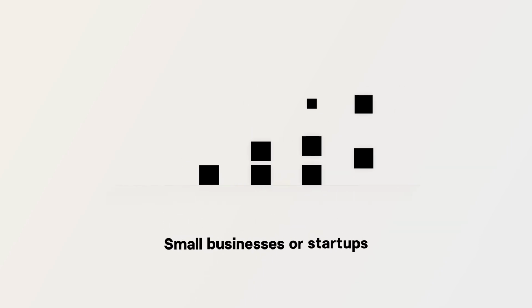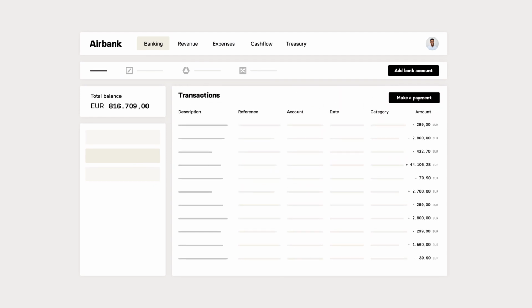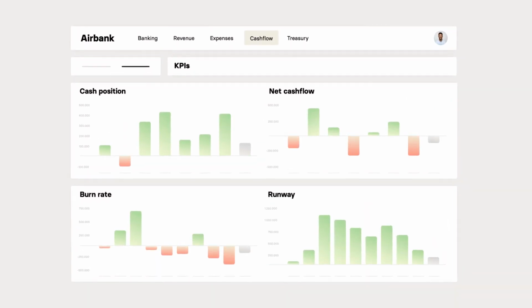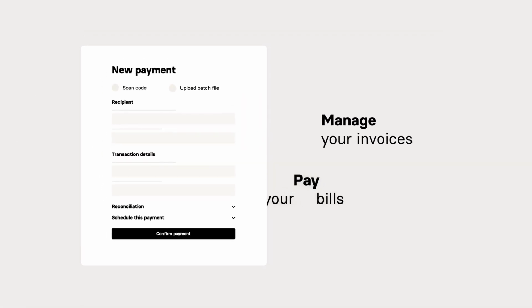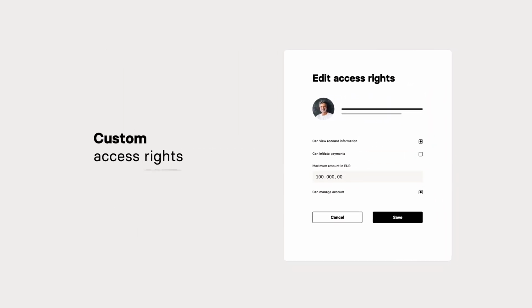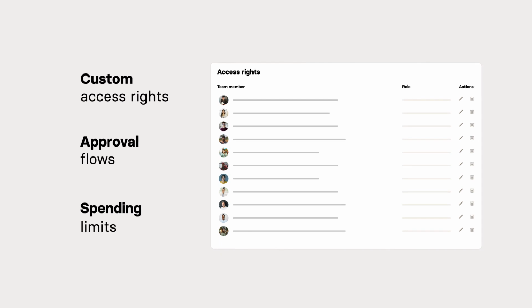Made for small businesses and startups, Airbank helps you keep track of all your transactions in real time without asking you to switch banks. See all your bank accounts in one place and discover powerful insights into your cash flows. Manage your invoices and pay your bills at a fraction of the cost. Add your team members and set custom access rights, approval flows, and spending limits.